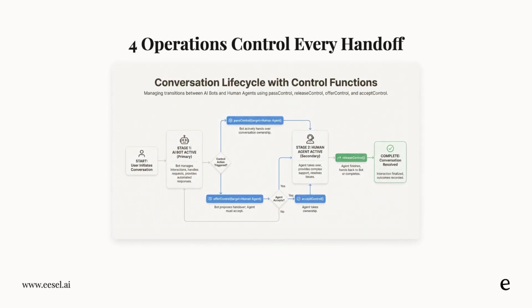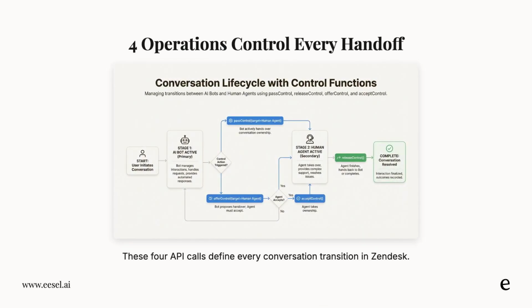Every handoff in Zendesk is controlled by one of 4 API operations. passControl transfers immediately, releaseControl resets the conversation, offerControl shares temporarily, and acceptControl confirms the receiving system is ready. These 4 calls define the entire logic of your automated support flow.